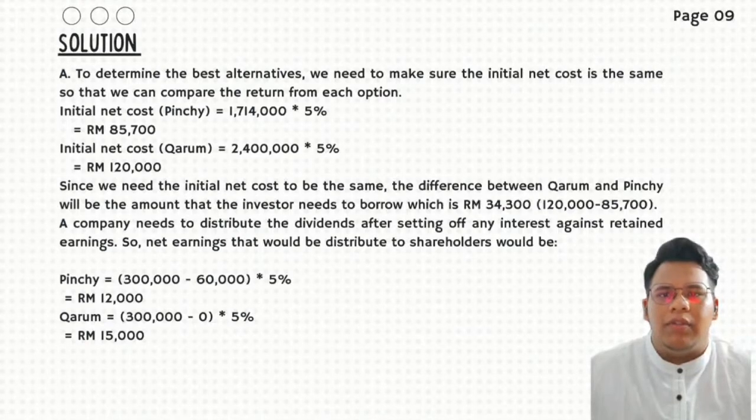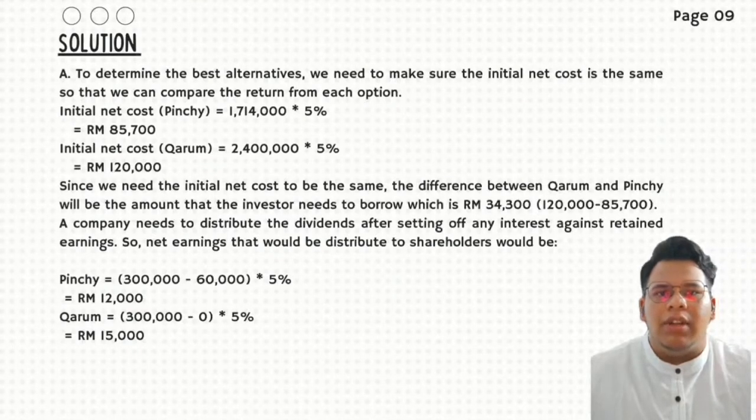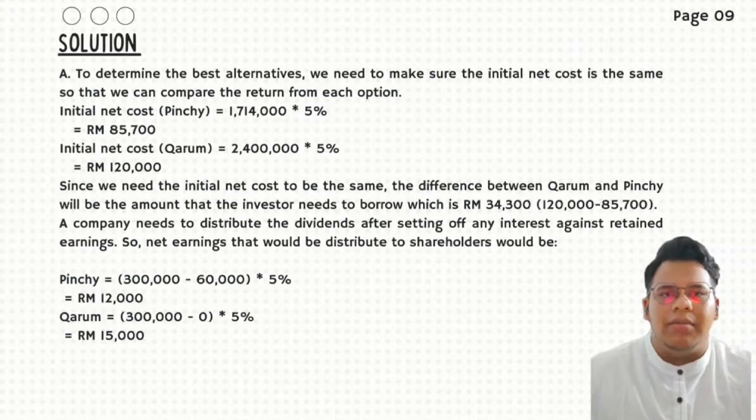The initial net cost for Peachy is 1.714 million times 5%, and we get 85,700. The initial net cost for Kerem is 2.4 million times 5%, and we get 120,000. Since we need the initial net cost to be the same, the difference between Kerem and Peachy will be the amount that the investor needs to borrow, which is 34,300. How to get that: 120,000 minus 85,700.